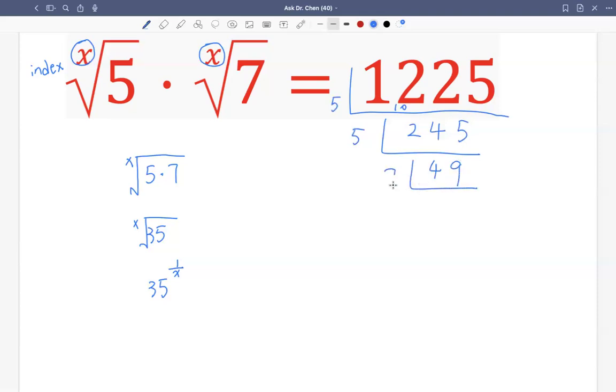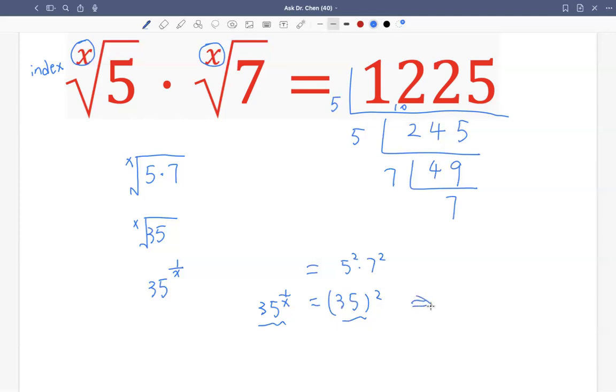Right, 49 is 7 times 7. So that's why 1,225 is 5 times 5 times 7 times 7, which means 5 squared times 7 squared, or 35 squared. So on the right-hand side we have 35 squared. The left-hand side we have 35 raised by 1 over x. We have the same base on both sides.